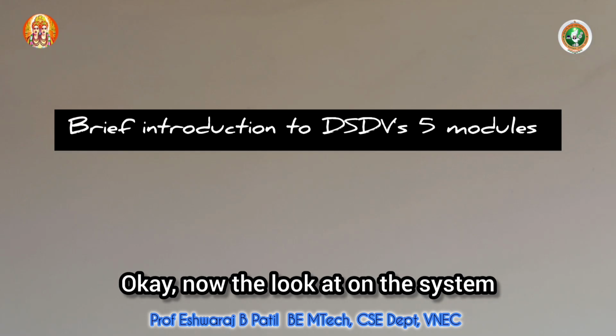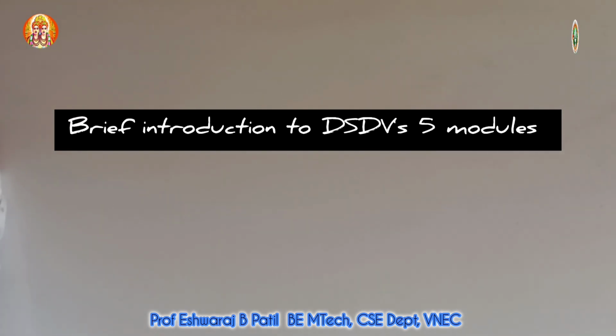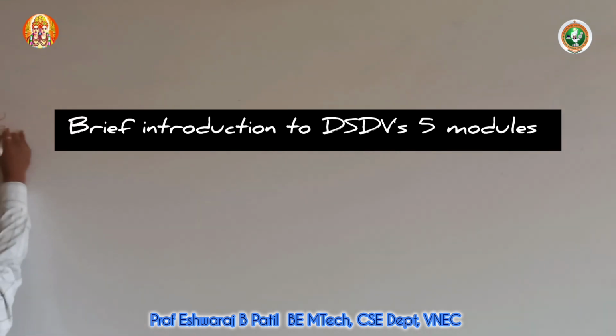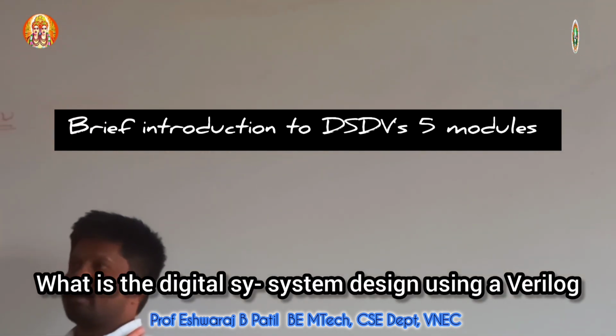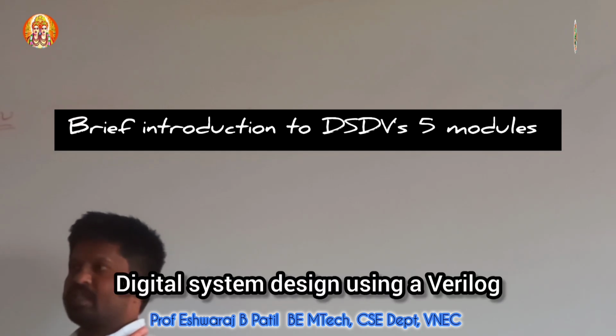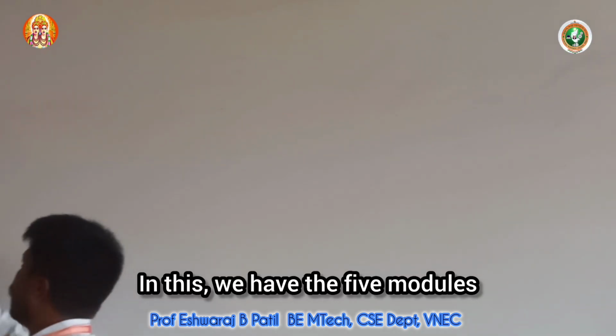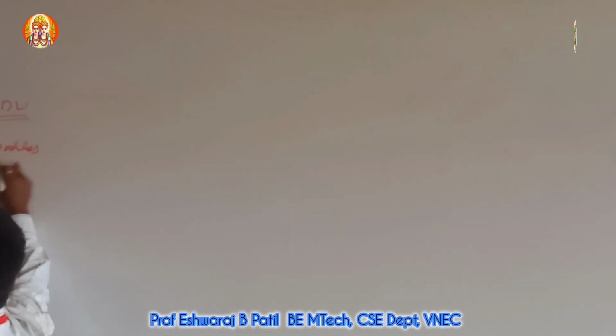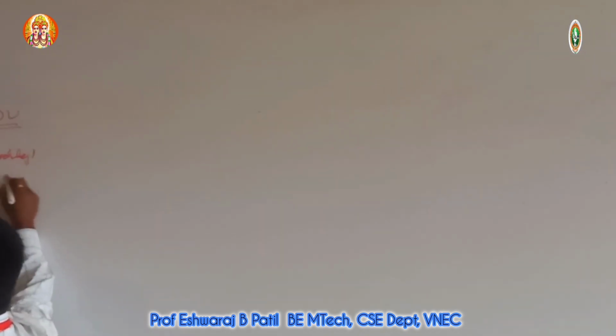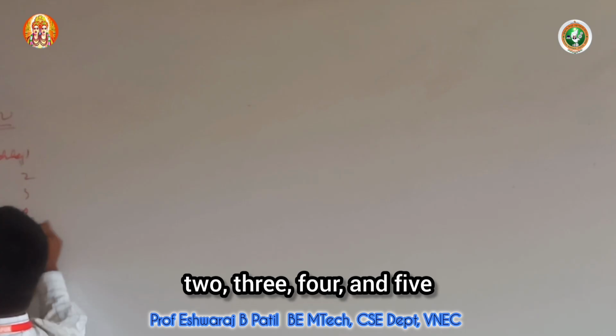Okay, now look at the syllabus. DSDV: what is digital system design using Verilog? In this we have five modules: Module 1, 2, 3, 4 and 5.